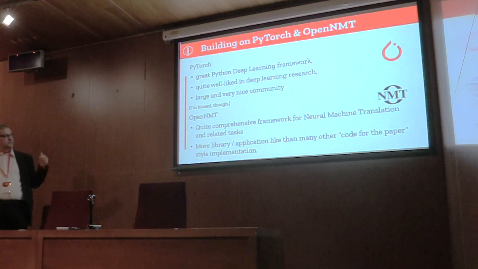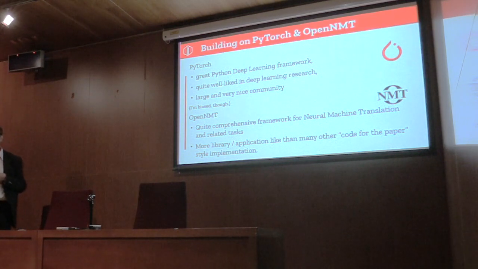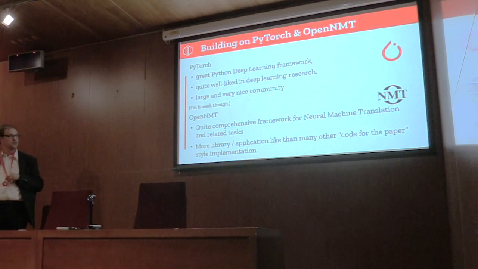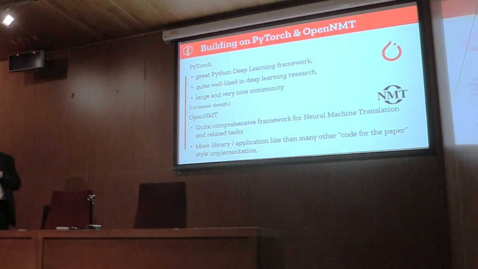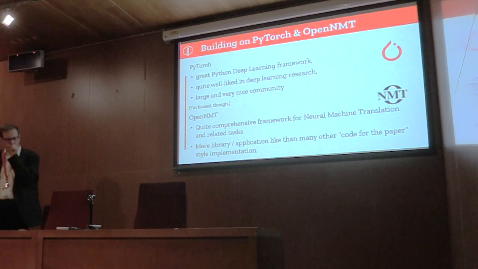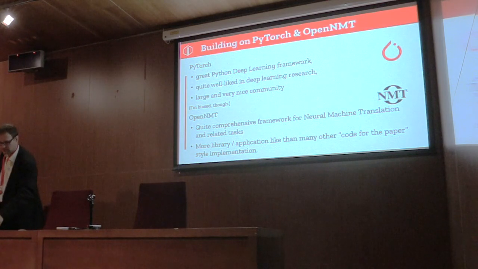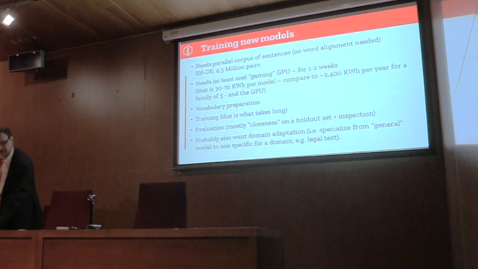And then there's the project OpenNMT. So it's Open Neural Machine Translation, which is a quite comprehensive framework originally developed by the Natural Language Processing Group at Harvard. And it's more library application-like than many other of those machine translation models, which basically are, here's the code to accompany my paper on machine translation. So this was a very nice building block to have.